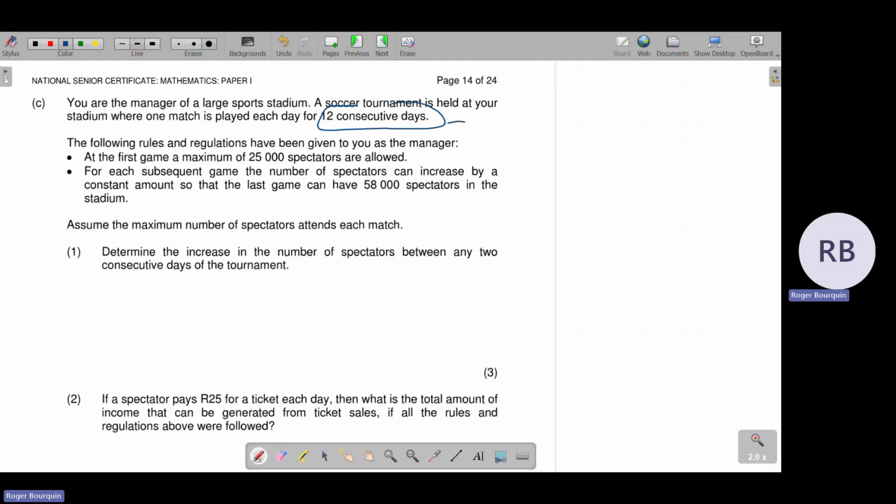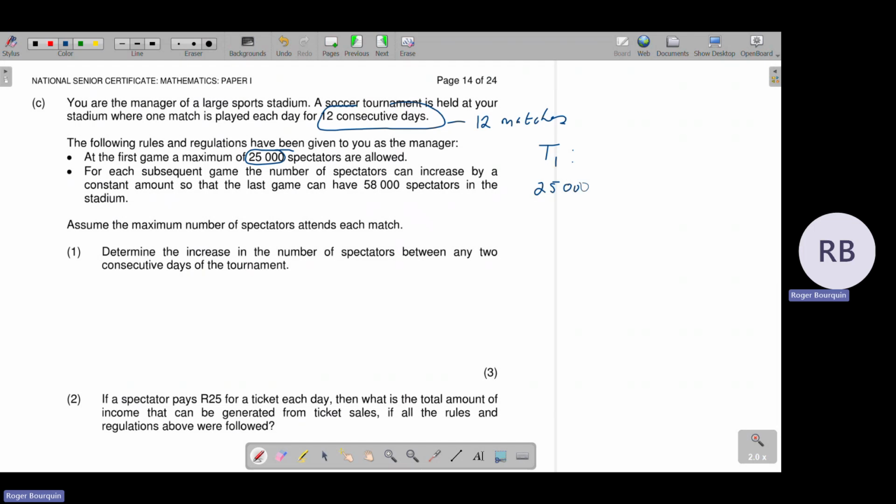In other words, there are how many matches? There are 12 matches, right? Read the question carefully. The following rules and regulations have been given to you as the manager. At the first game, a maximum of 25,000 spectators is allowed. So at T1, you have 25,000 spectators, right?